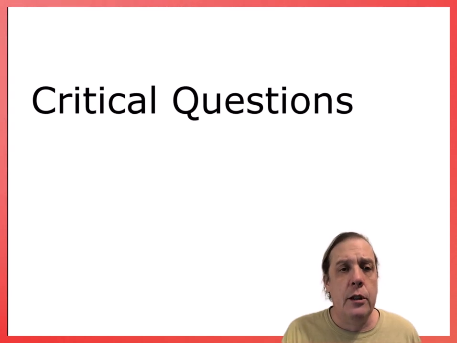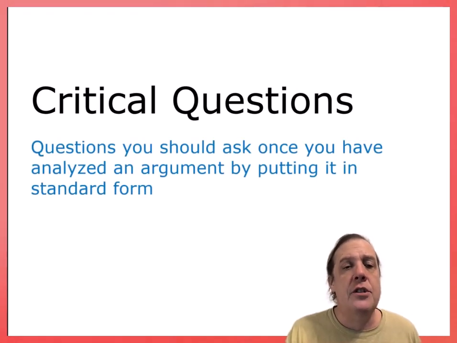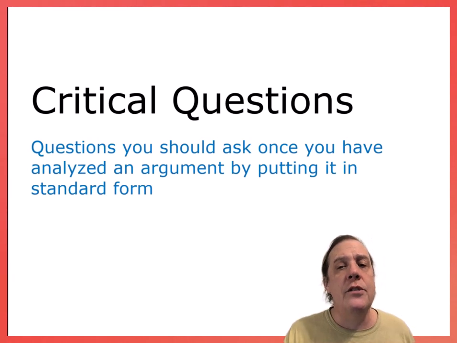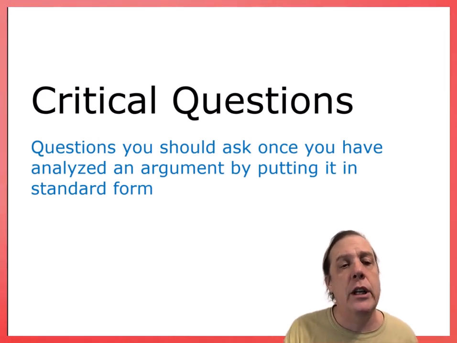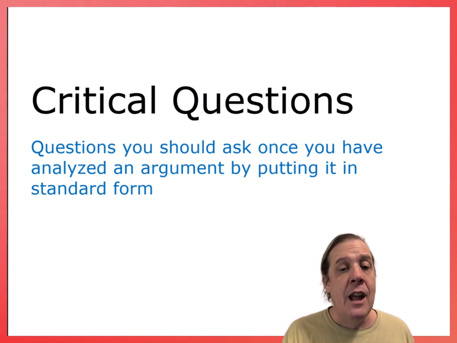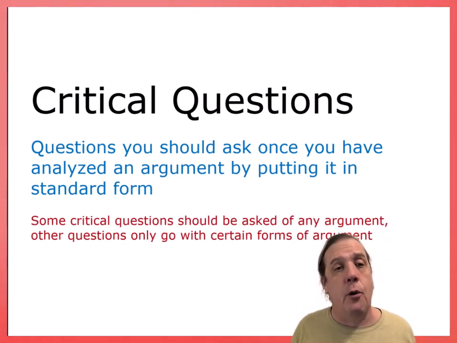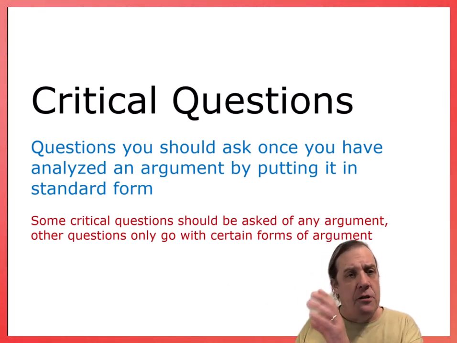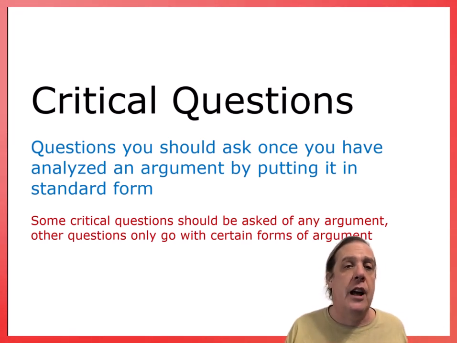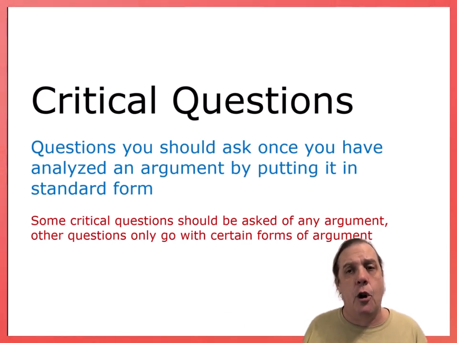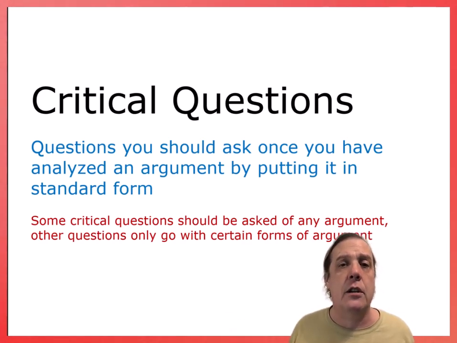All right. So we can think of these checks as questions you can ask. We call them critical questions in critical thinking. These are questions that you should ask once you have analyzed an argument by putting it in standard form. And actually, there are going to be some questions that we can ask of any argument you put in standard form, and then others that only go with certain forms of argument and their standard form. So, for instance, in this class, we're going to be covering argument by analogy. That's going to have a particular kind of standard form and a particular set of questions that go with it.